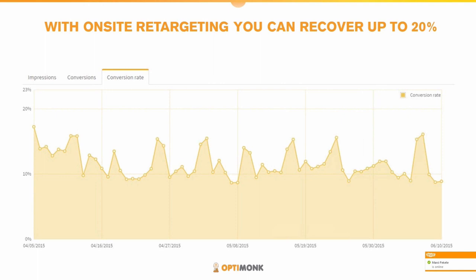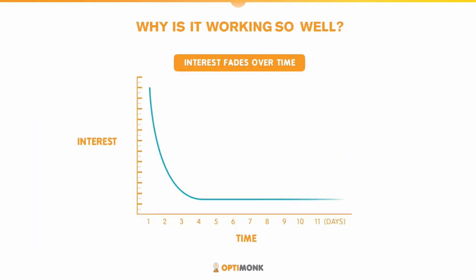What's the psychology behind it? The most important reason is that the interest of your visitors fades very quickly over time. With traditional off-site retargeting, you can reach them usually after several days, when their interest has already faded a lot. But with on-site retargeting, you can reach them when they are still on your site, when their interest is the highest.